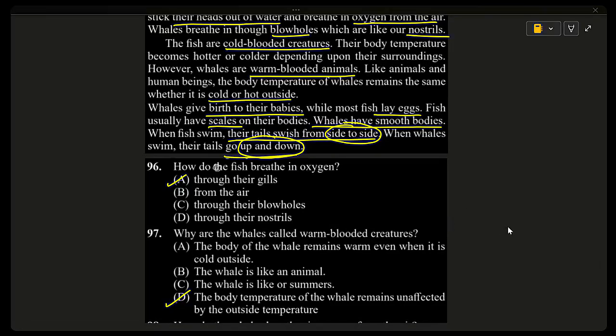And Sharath, what is your doubt? Sir, through their blowholes means? Blowholes means like we have the nostrils. In your nose, two holes are there. Whales also have the same thing. Through their nostrils. They are called blowholes for whales. Okay, sir.